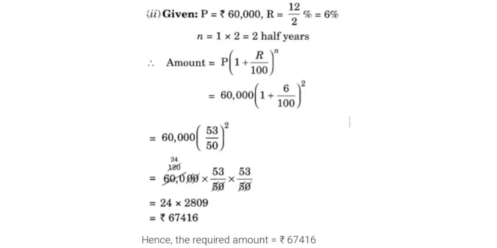And now write the amount formula. So amount formula is equal to P in bracket 1 plus R upon 100 bracket close, power is N. Put the values: 60,000 in bracket 1 plus 6 upon 100 and the power is 2. Let's simplify. So 60,000 in bracket 53 upon 50 square. Now let's solve it. So answer will come 67,416. It means the required amount is 67,416 rupees.